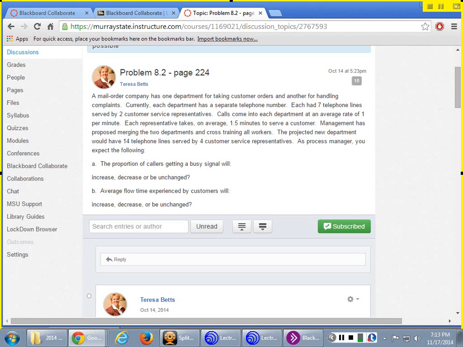Okay. So the projected new department would have 14 lines served by 4 sales reps. As a process manager, we think the proportion of callers getting a busy signal will increase, decrease, or be unchanged. I think it would be unchanged. Okay, what do you think? Increase. The proportion of callers getting a busy signal.